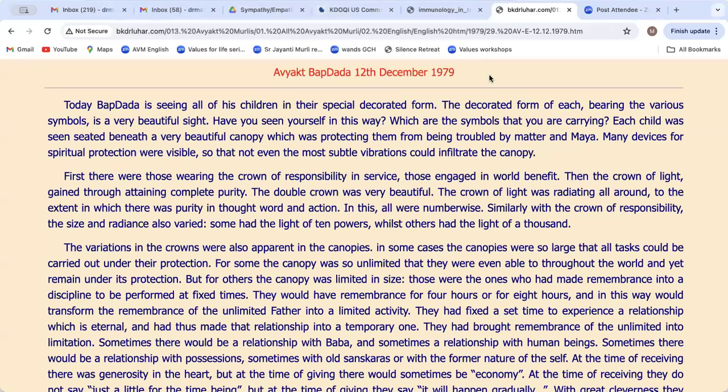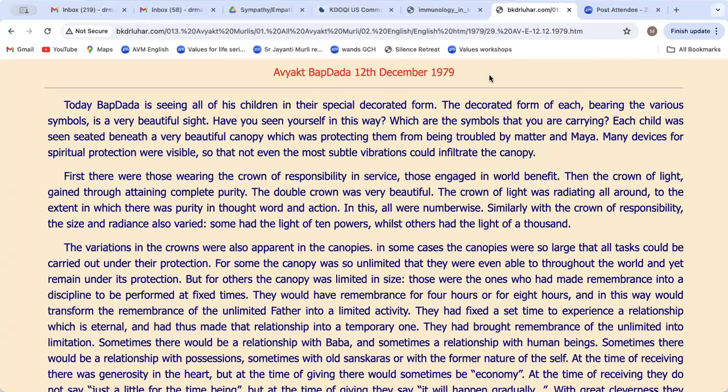Sometimes there will be a relationship with possessions or our materialistic possessions, sometimes with old sanskars or with the former nature of the self. So Baba is explaining it so deeply: why are we limited? Because we have all these limited sets of old sanskars, limited sets of just thinking about me and my family and my possessions and my objects which I possess, and so on and so forth.